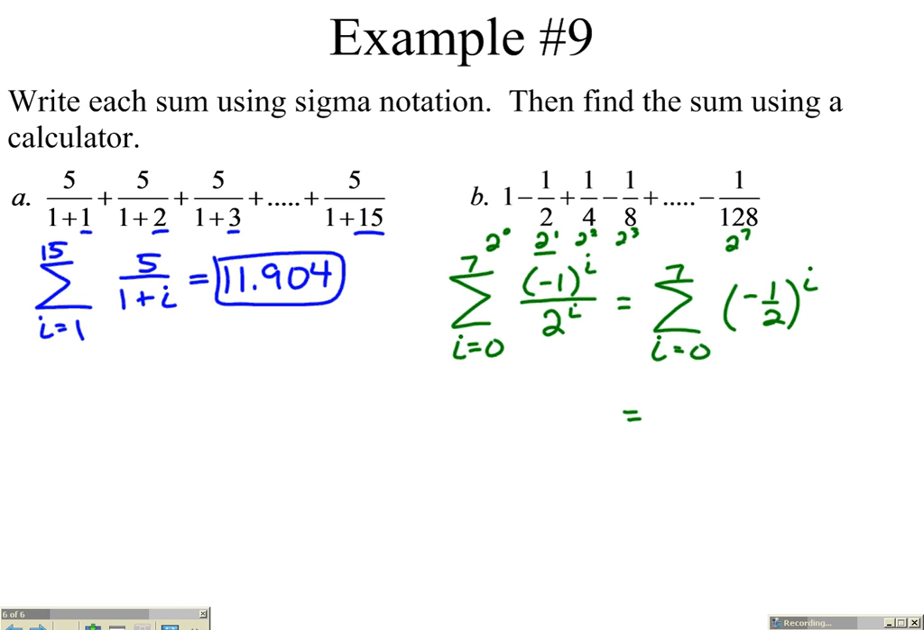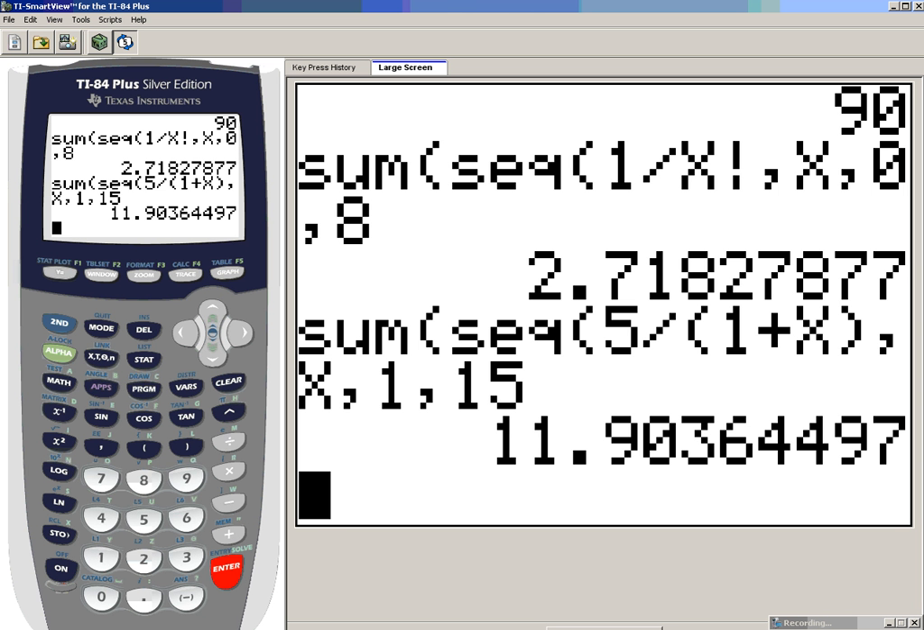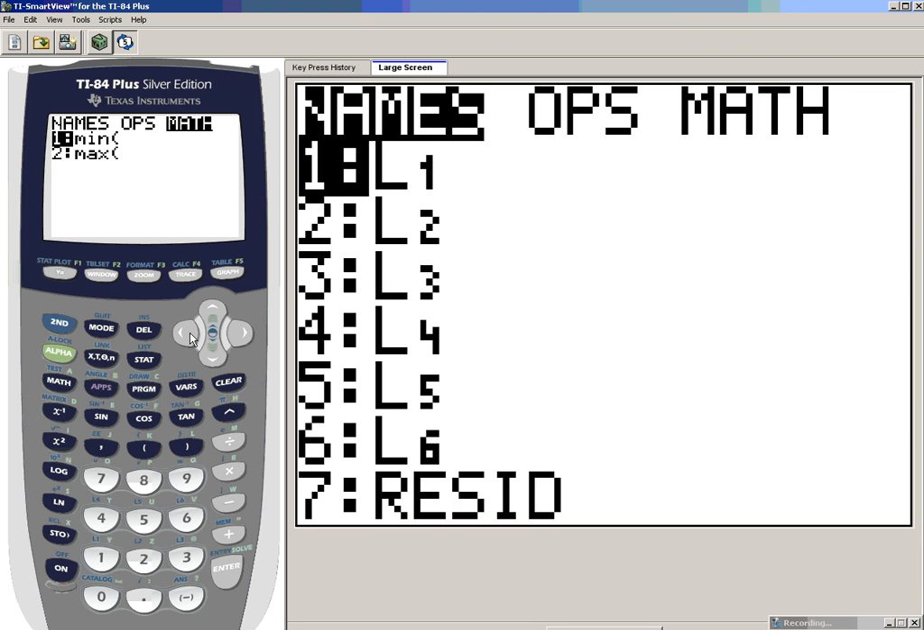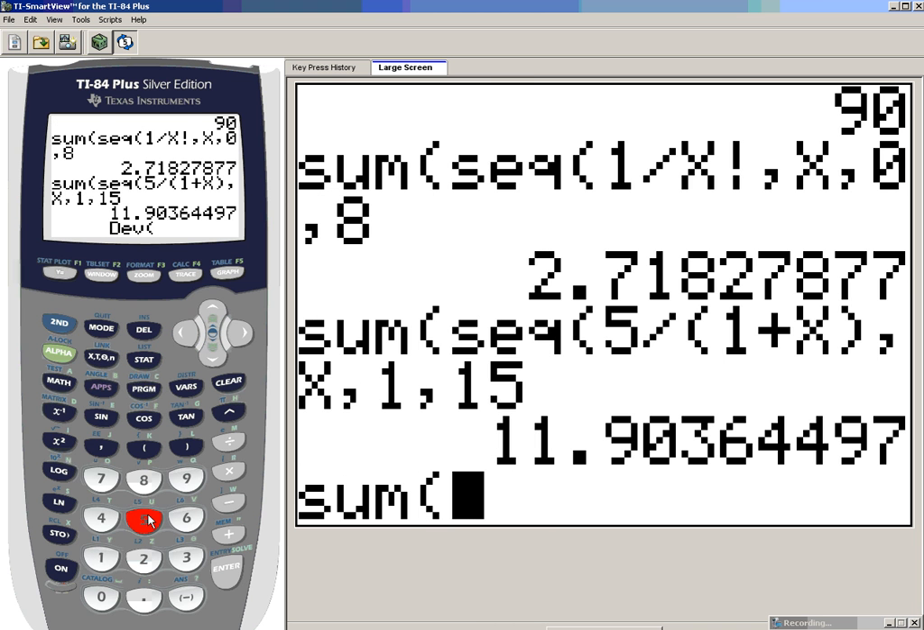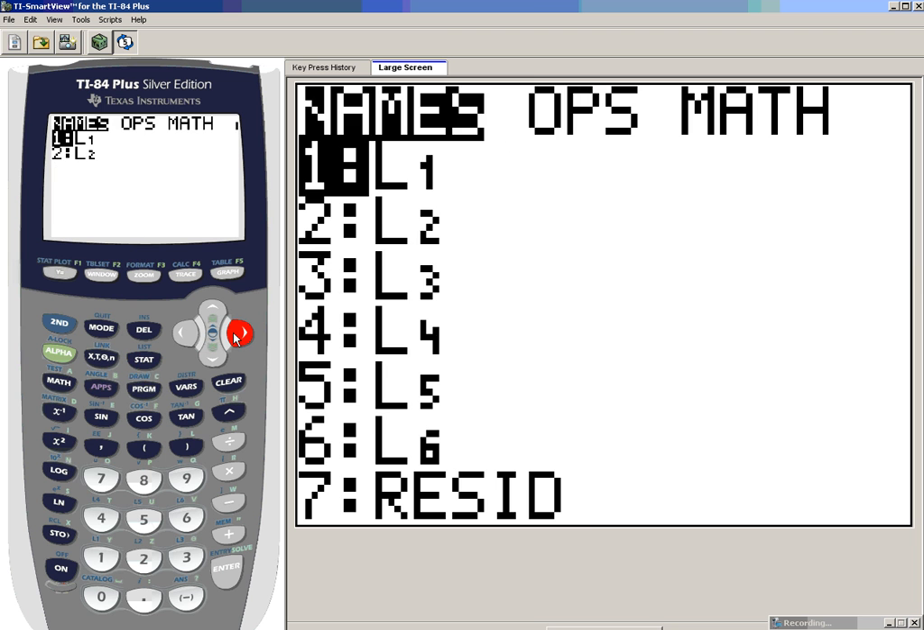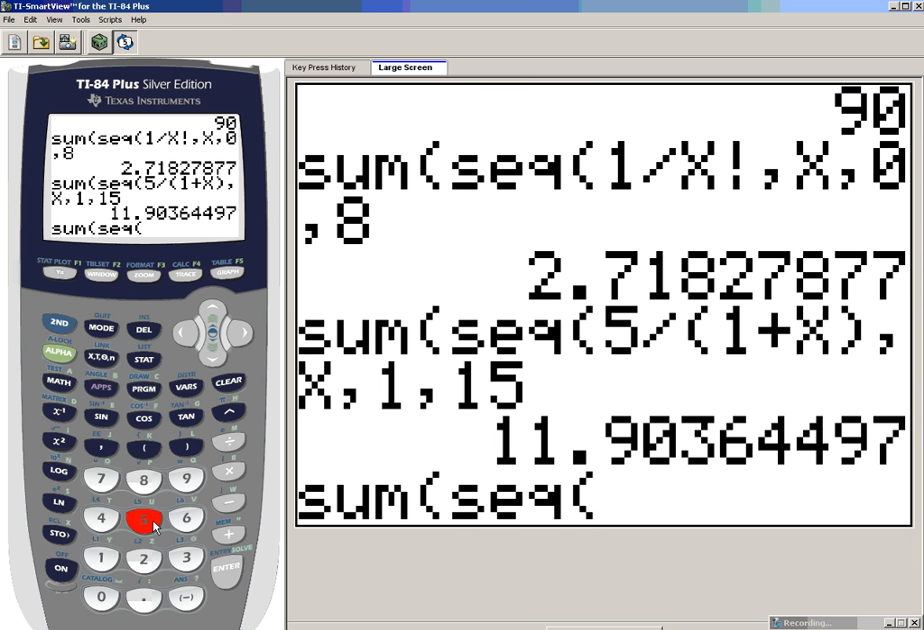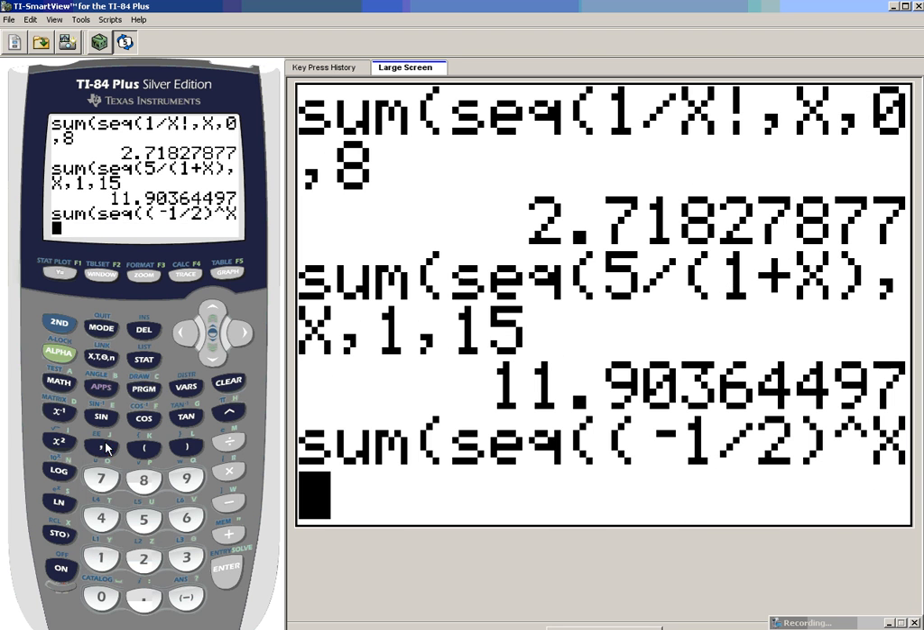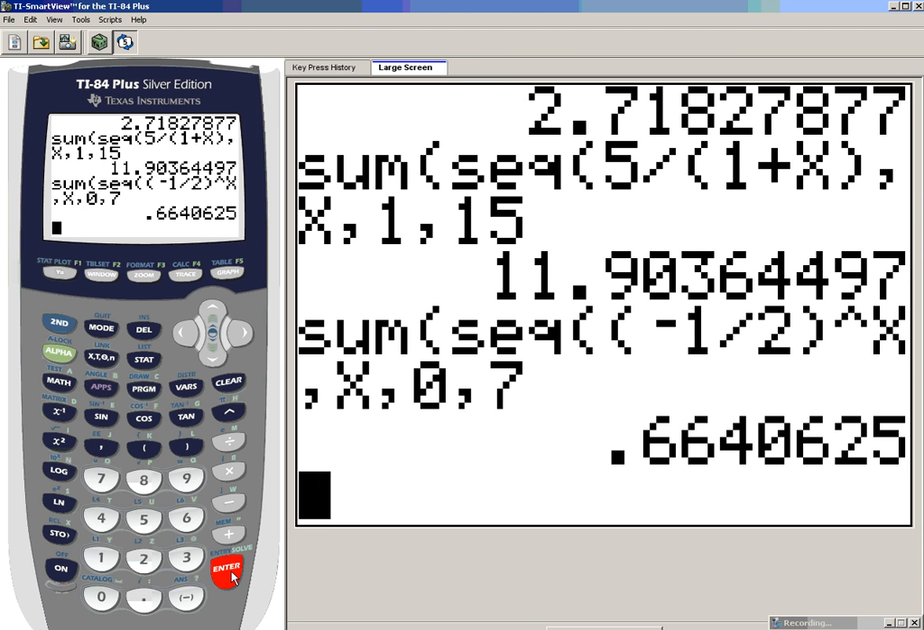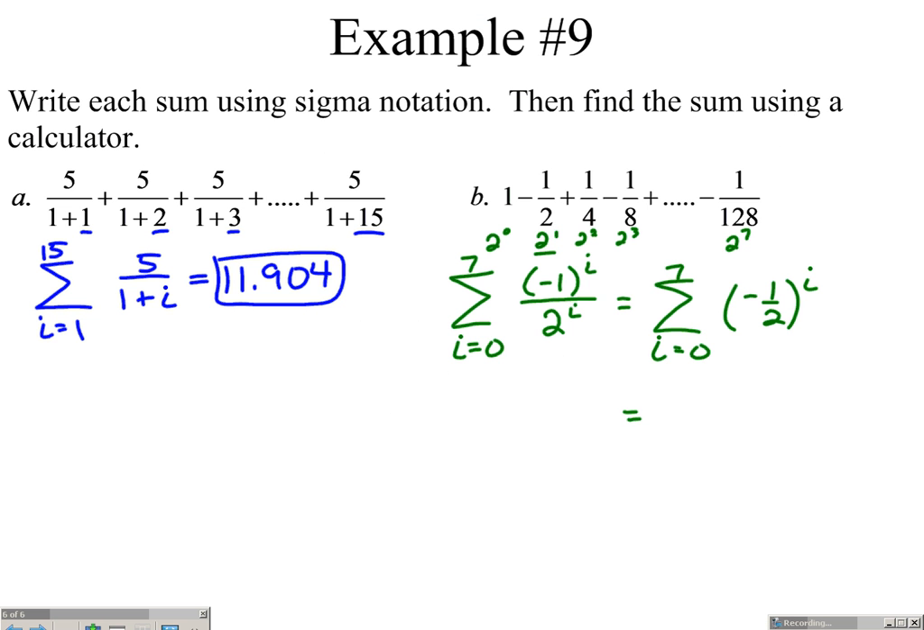Plug that into your calculator. Let's take a look at that again. Stat, math, sum, list, operations, sequence, sum of the sequence of -1 divided by 2 raised to the x power, comma, in terms of x, comma, lower bound, comma, upper bound. 0.664065.